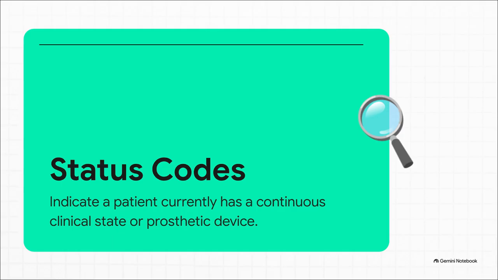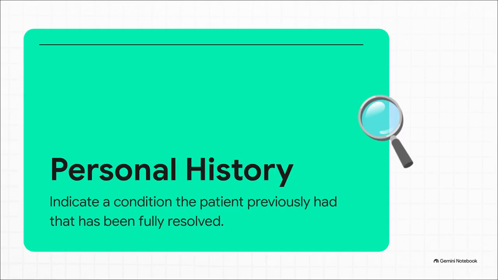Think of things that are physically present with the patient today, like Z93.0 for an active tracheostomy status or Z95.2 for the presence of a prosthetic heart valve. Now compare that with personal history codes, which you'll find in categories Z85 through Z87.